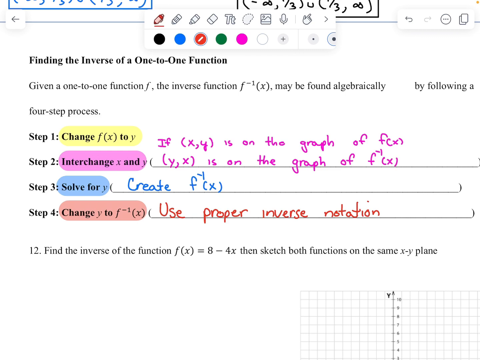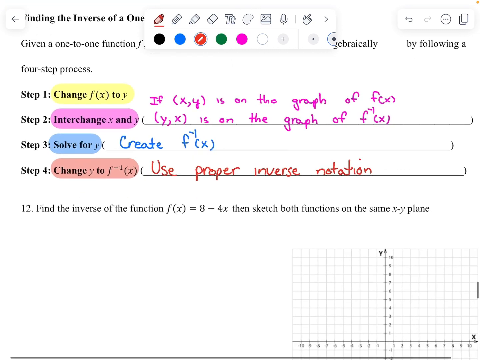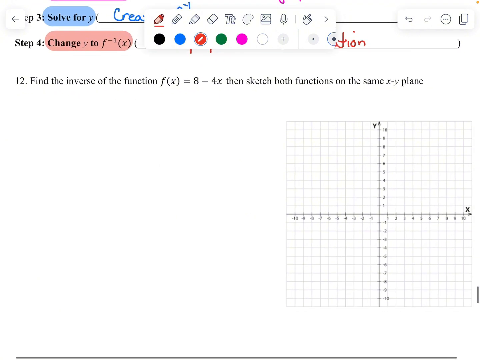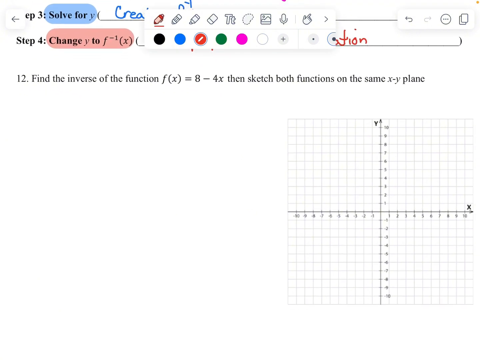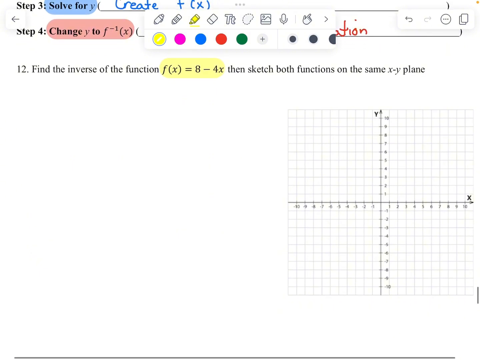Okay, so now that we have the four steps, let's go ahead and use them to find the inverse of a one-to-one function. So in example 12, we would like to find the inverse of the function f of x is equal to 8 minus 4x, then sketch both the function and its inverse on the same xy plane.